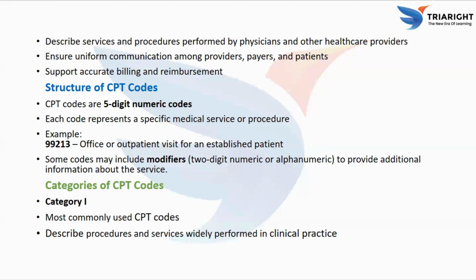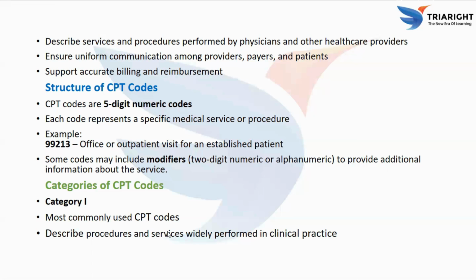And modifiers. Some codes may include modifiers. Some CPT codes need modifiers. Modifiers are 2-digit numbers or letters. They give additional details about the service. Now what is an example? The same procedure done on both sides of the body, or the service was more complex than usual. In these cases you have to give additional modifiers.